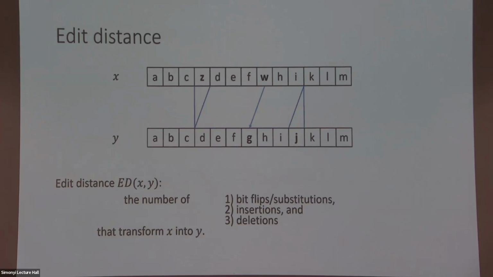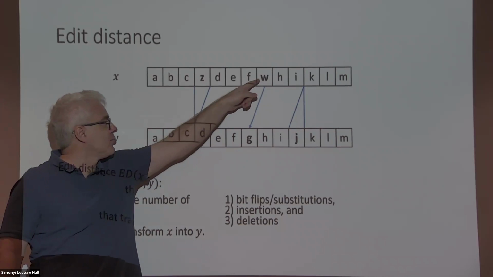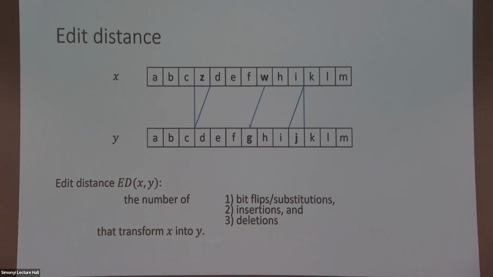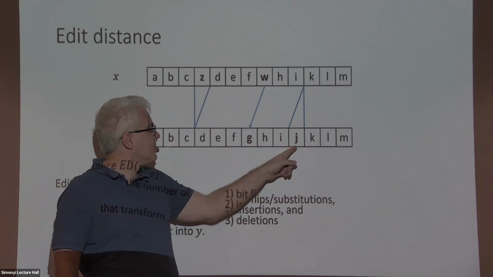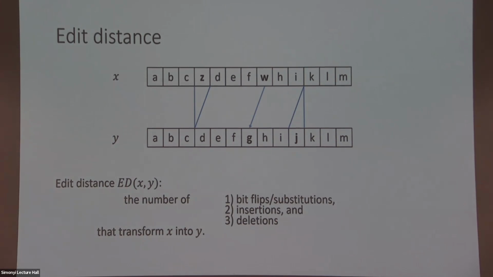A natural measure is another one, and that's edit distance. That's the focus of this talk. In edit distance, you allow edit operations. By that we mean bit flips as before, so you can change W to G for a cost of 1. But you can also remove symbols, and you can insert new symbols. For example, over here, I am removing Z, so the Z disappears from Y, and I am inserting J in X, and I get Y. So I measure how many of these individual operations I have to perform on X to get to Y.